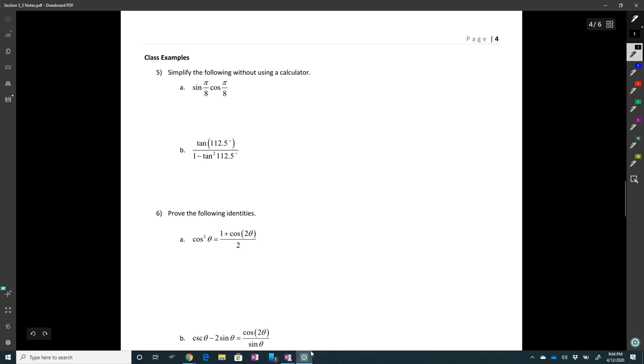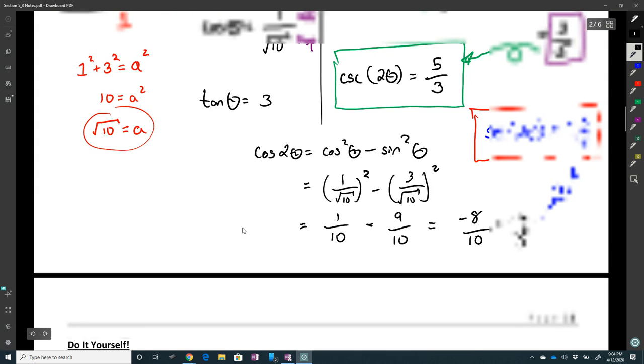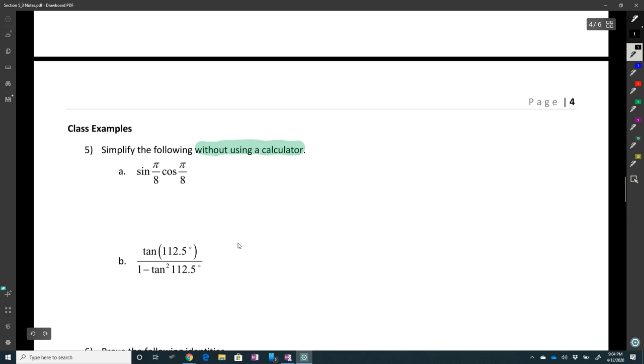So this next one says find and simplify the following without using a calculator. And so when they say without using a calculator, they mean just by using stuff that you've learned in this section. So let's go ahead and do it. There we go.